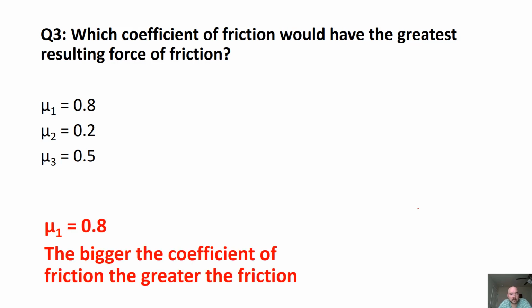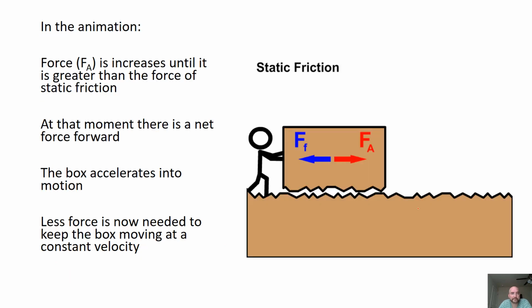And it's going to be 0.8. It's going to be the bigger number. The bigger the coefficient of friction, the more friction it is. And usually the numbers don't get much above 1, but you can get a little bit more friction going on. But usually the numbers are less than 1, between 0 and 1.